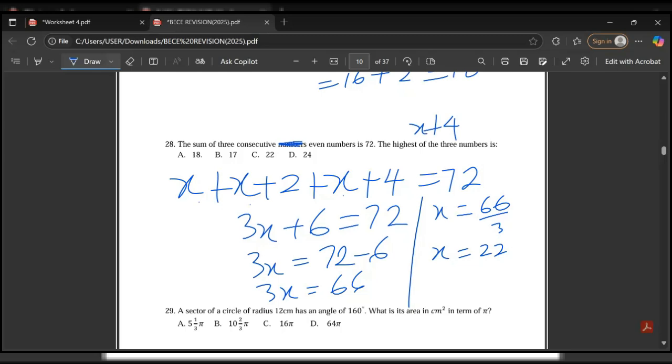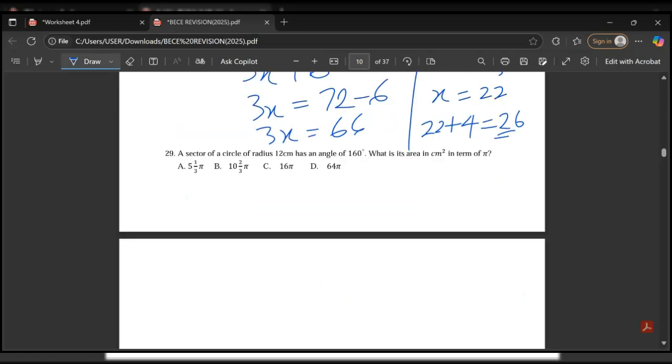That means the highest is going to be 22 plus 4. That gives 26. The answer is not in the options. All right, I hope I'm making sense. The answer is not in the options. I hope this is very clear to you. That's good. We go to the next question.